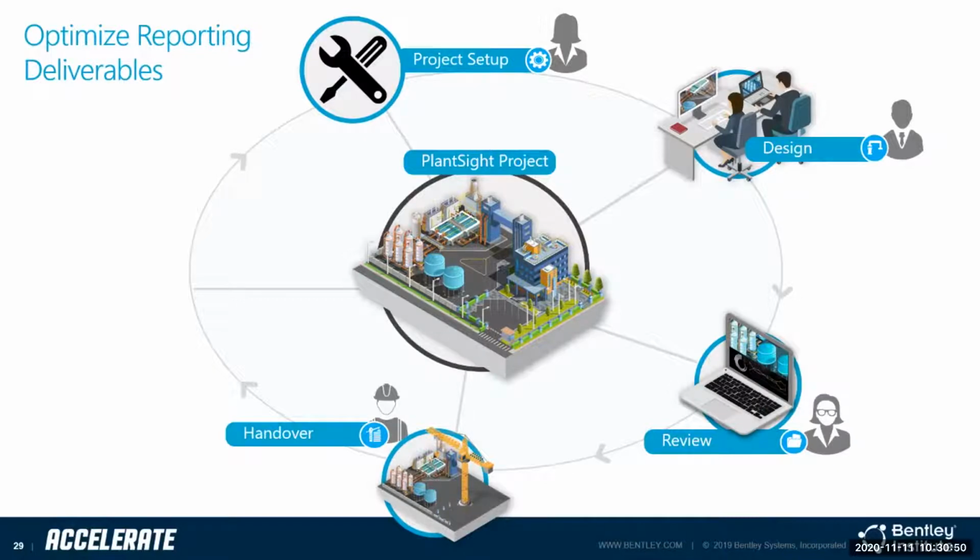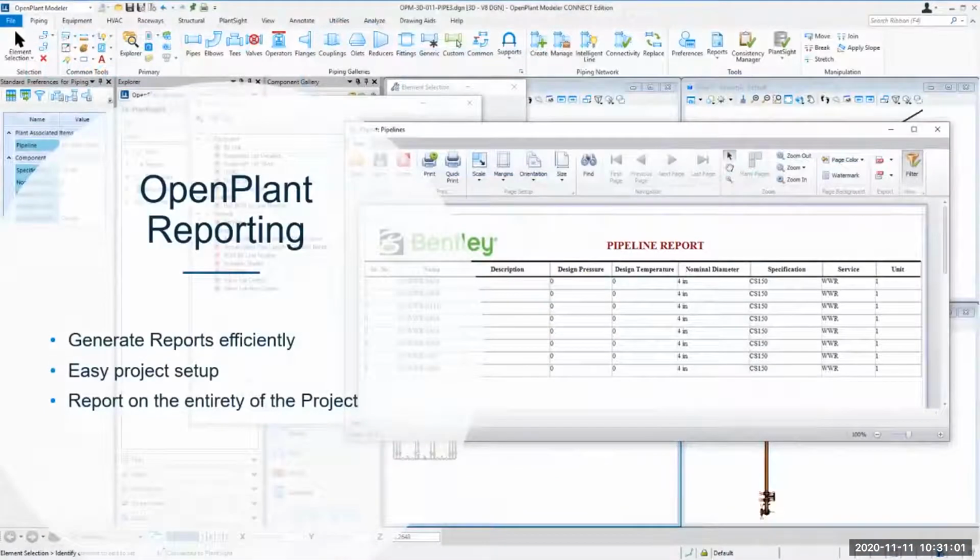The next is how do you extract out the reporting, whether it's through your material takeoff, your isometrics, or your general arrangement drawings. So we have a solution that helps you with that. Reporting comes together with the OpenPlant modeler. It's very user-friendly. You can set up your different report formats. The output formats are also different. Could be Excel, Word document, or PDF.